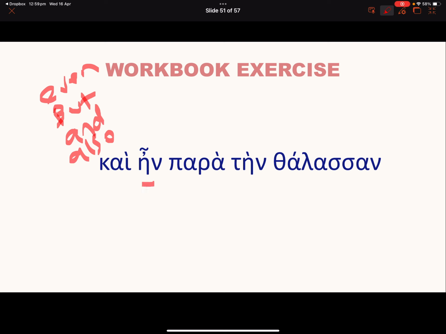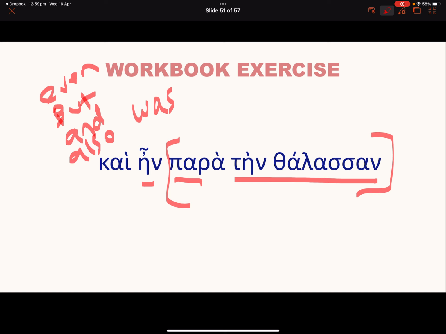Ein is an imperfect, so it means he, she, or it was. And now here's our preposition, para, and remember what comes directly after our preposition. This creates a prepositional phrase, and so we want to sort of keep that together. Notice here that tein thalassan is in the accusative case. And so I have to go back through my memory mnemonic and I need to think about what I know about the word para.